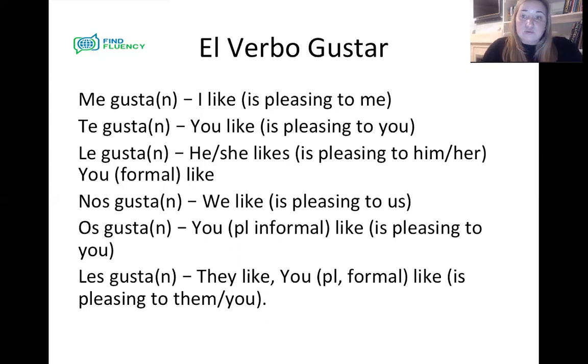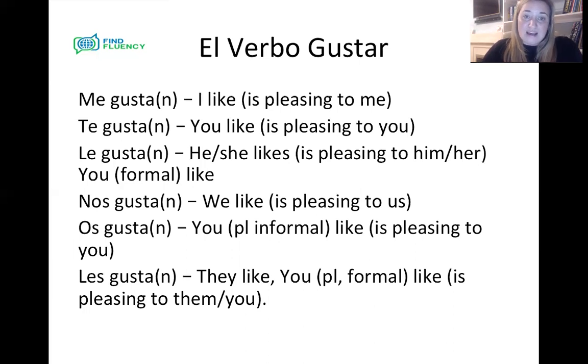So me gusta or me gustan, I like, or it's pleasing to me. Te gustan, you like, or is pleasing to you. Le gustan, he or she likes, or you, the usted form, like. Nos gusta, nos gustan, we like, or it's pleasing to us. Os gusta or os gustan, you, plural informal, like, or it's pleasing to you. Les gusta, les gustan, they like, or you, plural formal, the ustedes form, it's pleasing to them or pleasing to you. So you'll see here, the verb effectively looks the same no matter who is doing the action.